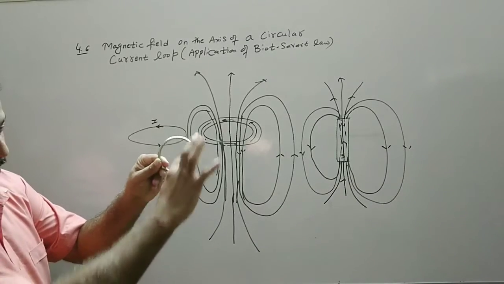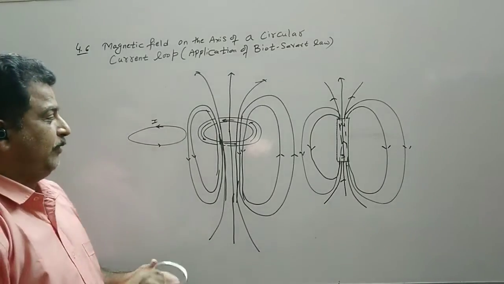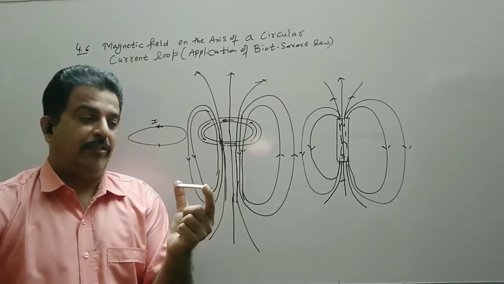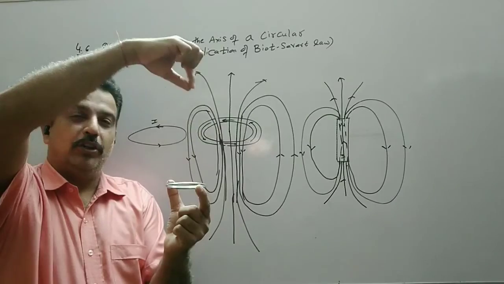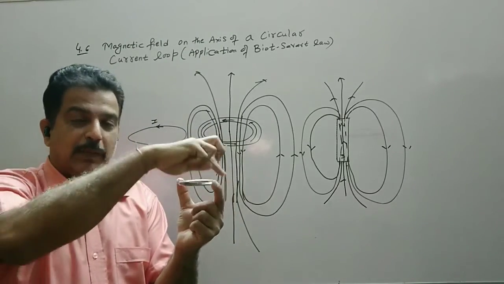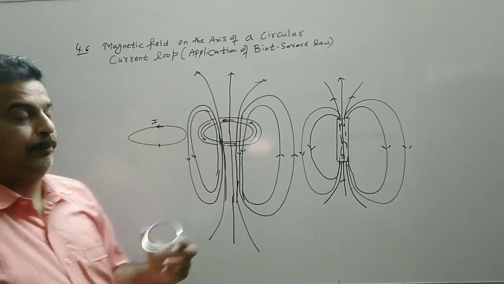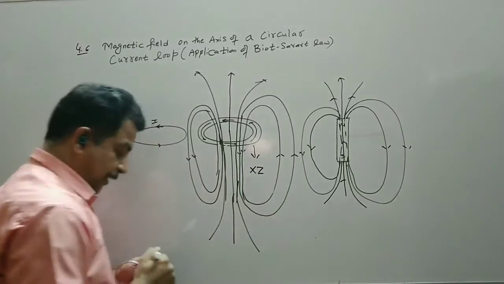So it will be formed like this ring. So we have to take its component. But if I place a ring like this and ask what is the magnetic field along its axis, we will find out it will be along the y-axis. So the ring is placed in the xz plane. This ring is placed in the xz plane. So the ring we assume in the xz plane.